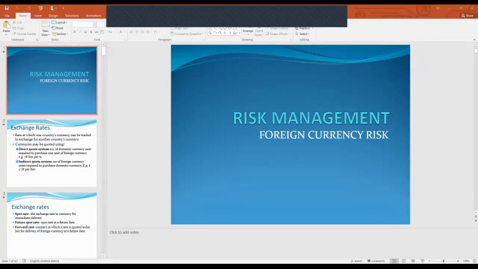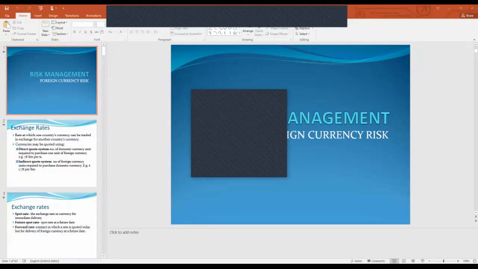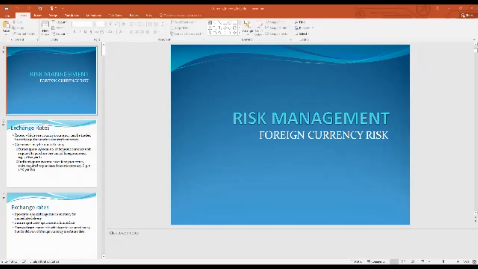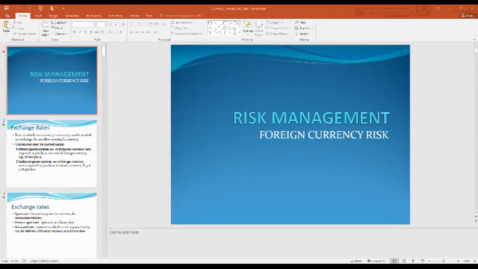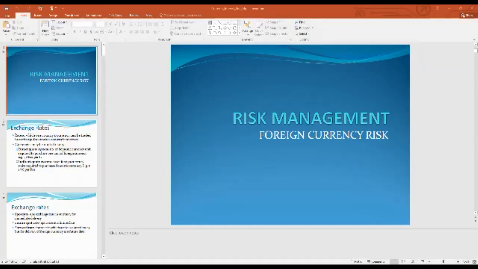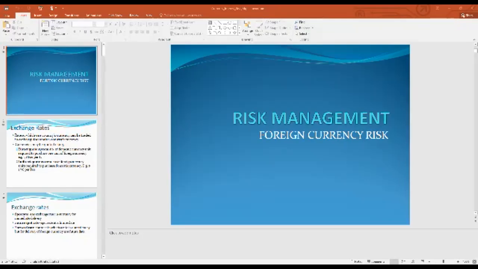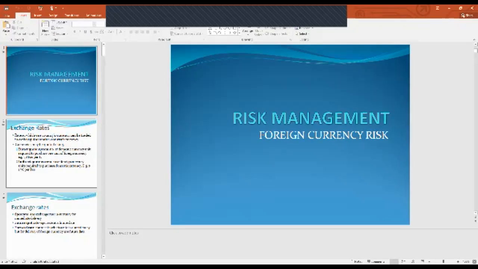Okay, so today I want us to discuss risk management, on how to manage risk. There are two types of risk which we shall be discussing: the foreign currency risk and the interest rate risk. And of course we discuss how to manage those two types of risk. How to manage the foreign currency risk and how to manage the interest rate risk. Okay, so let me go straight.